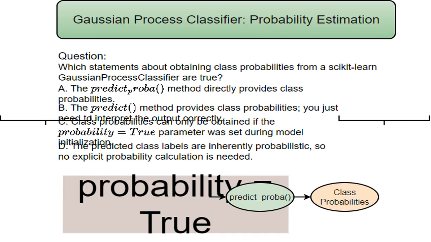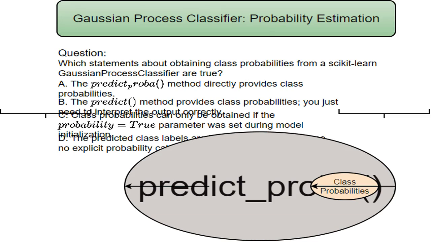This is the crucial part for getting class probabilities from a Gaussian process classifier. By setting probability true, I tell the model to do the extra work necessary to calculate probabilities during prediction. It's like giving the model a superpower. It allows the model to not only predict the class but also give a confidence score for the prediction.